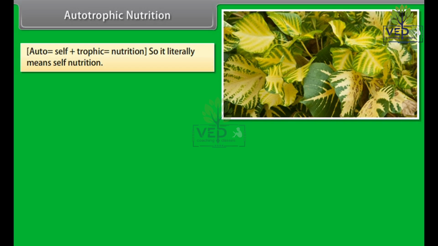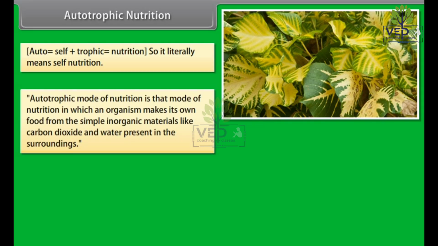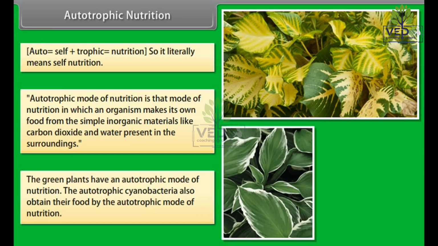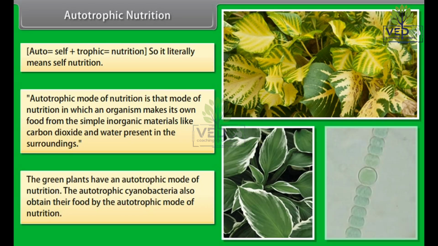Autotrophic nutrition. Auto means self and trophic means nutrition. So it literally means self-nutrition. Autotrophic mode of nutrition is that mode of nutrition in which an organism makes its own food from simple inorganic materials like carbon dioxide and water present in the surroundings. The green plants have an autotrophic mode of nutrition. The autotrophic cyanobacteria also obtain their food by the autotrophic mode of nutrition.